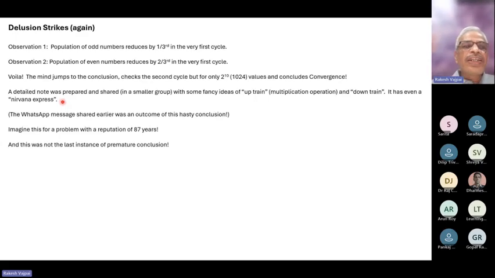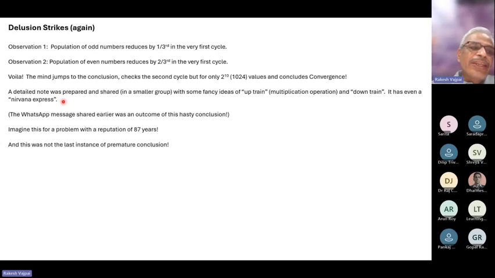I created this note, and I remember I must have shared it in that smaller group closer to midnight or possibly around that time. And I was in my mind very convinced that I've got it. Okay.